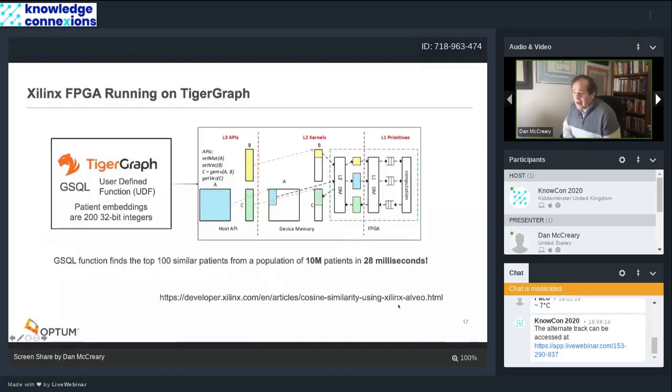All right, so how have we done this? We've done this by using standard parallel computation, such as an FPGA. Xilinx is a very popular distributor of that. And we've been able to hook up our graph database, TigerGraph in this case. We create a user-defined function. We convert each patient to 32-bit integers. Those are called patient embeddings. Embeddings are a really big trend. And then we run it through this parallel hardware, and it comes out with the top most similar patients in 28 milliseconds. So it shows you that we don't have to be slaves to the current processors that are given to us. We can be very creative at doing these things.